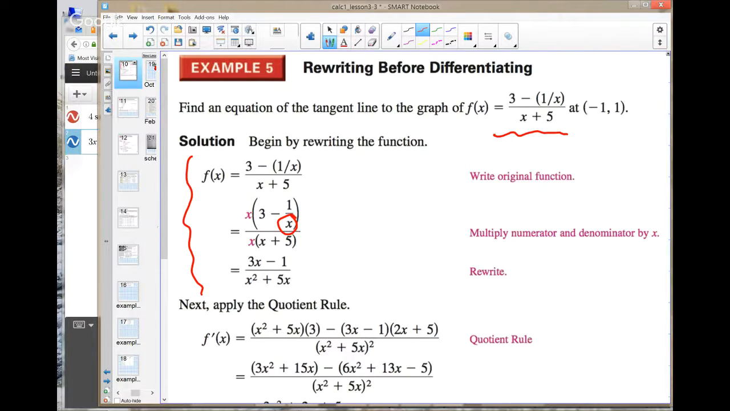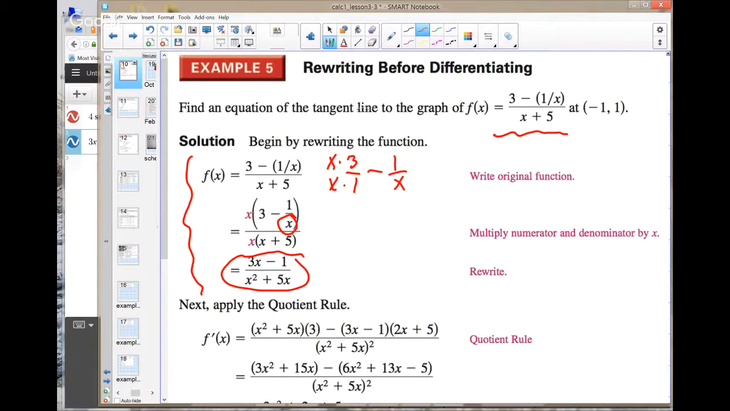We could have gotten a common denominator and it would have been the same thing. We could have said 3 over 1 minus 1 over x, and then we could have gotten the common denominator. And that's really what happens, isn't it? You multiply the top by x, and in effect, that's what they did. So anyway, now we have a quotient. And this is much, much better than what they gave us up here at the top.